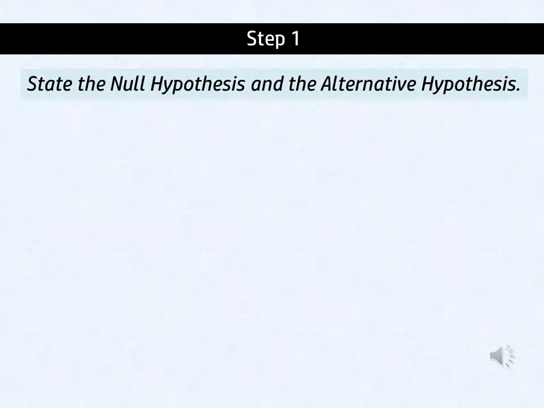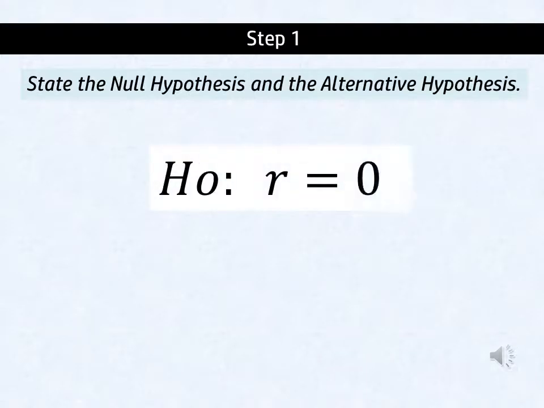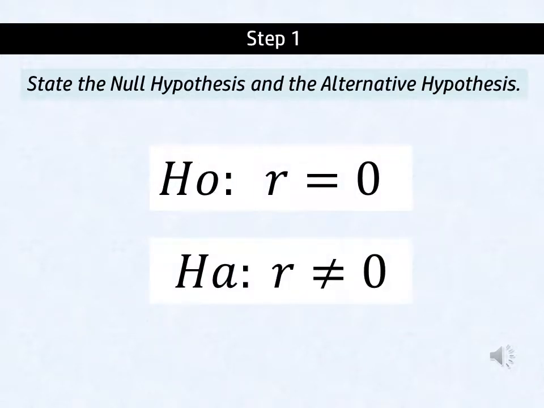Step 1. State the null hypothesis and alternative hypothesis. H0: r is equal to 0. Ha: r is not equal to 0.